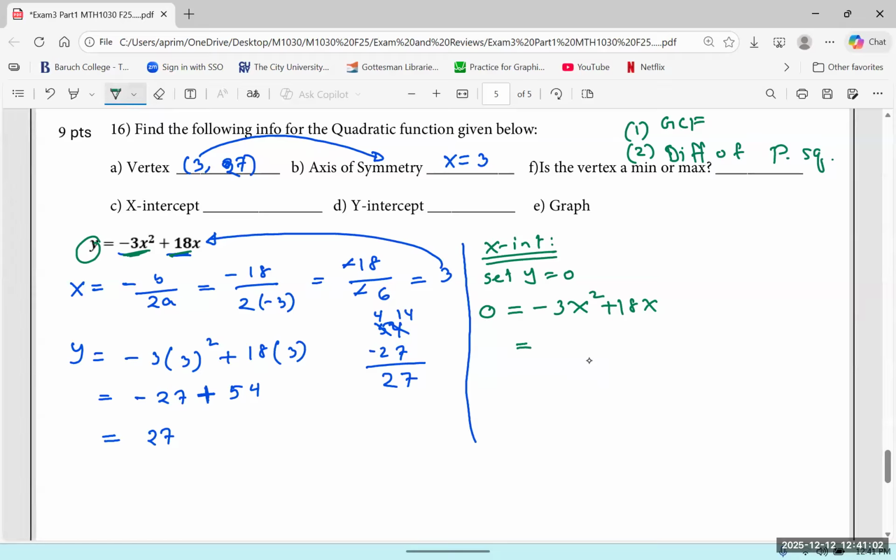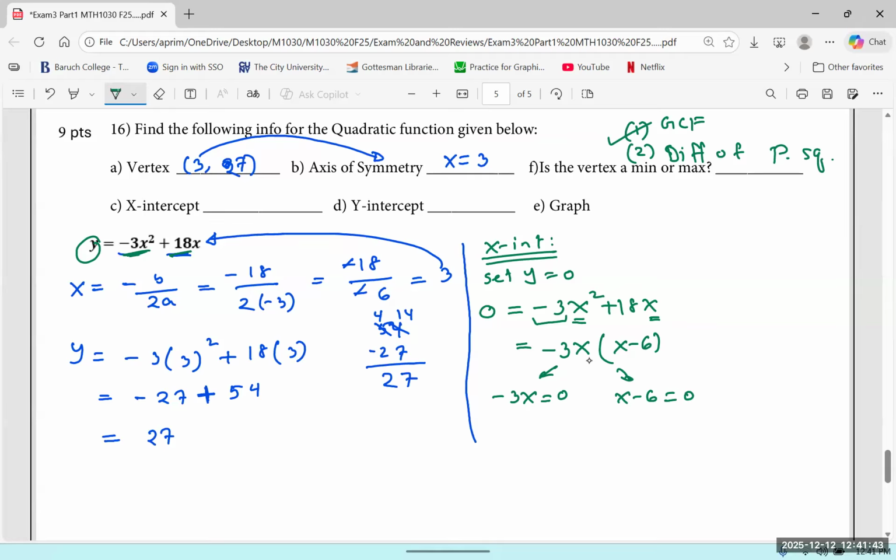So here our hope is the GCF. They both have x as the variable, and we have negative 3 because 18 is divisible by negative 3. So you have to pull out a negative 3x. So this is a GCF example. And when you factor out negative 3x, what is left? x minus 6. So it's one monomial, one binomial. It's not two binomials. And then you set each factor equal to 0 and solve for x.